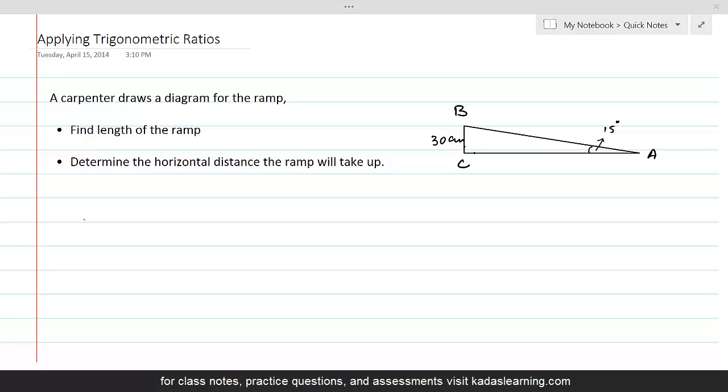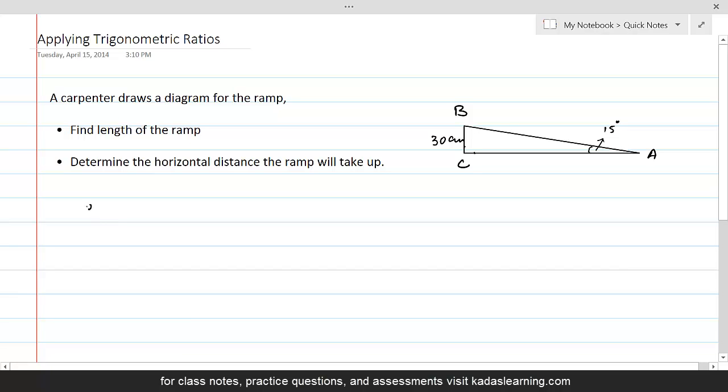A carpenter draws a diagram for the ramp. Here the ramp is represented by side AB of the right angle triangle ABC. We are required to find the length of the ramp as well as the horizontal distance the ramp will take up. So from triangle ABC, let us consider the sine ratio for the angle of 15 degrees.